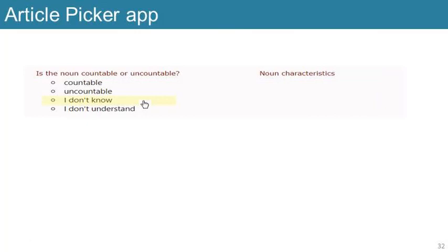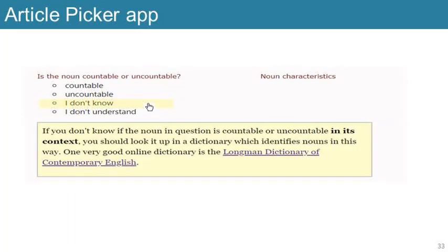This is a screenshot of the interactive part of the Article Picker app. The first essential question is: is the noun countable or uncountable? If you don't know the grammatical countability of the noun in the context in which you want to use it, then click I don't know. This will open a feedback box that has a link to an excellent online dictionary that tells you the countability of every English noun. If you click the dictionary link, you will go to a page where you can enter the noun you want to know about.